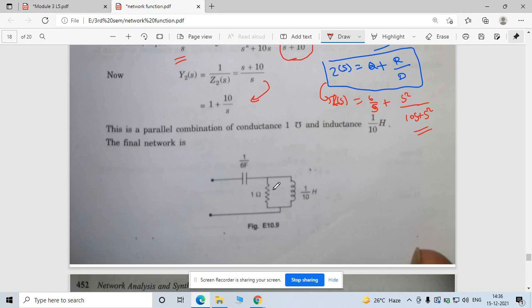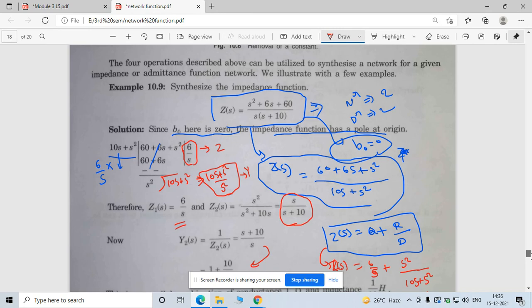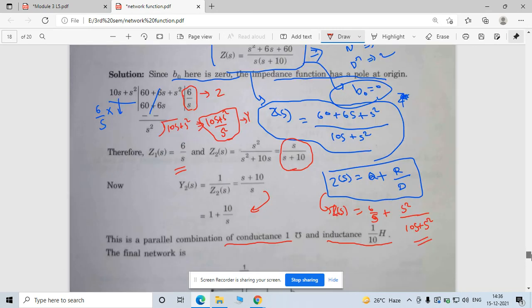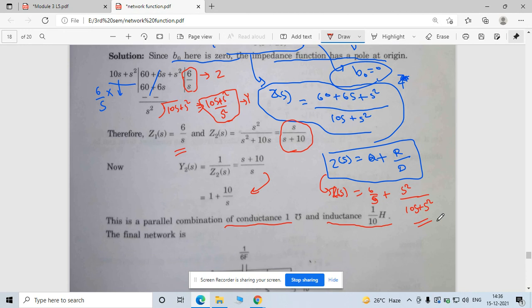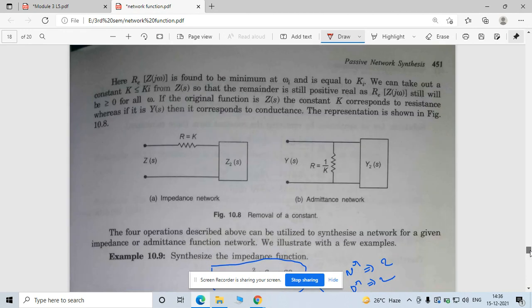So see, the parallel combination of one more conductance and the inductance is 1 by 10 h. This is your final representation. Simple. Whatever the circuit or equation or function is given to you, you have to break that function into such a format by which you can easily compare it with your standard equation, right?